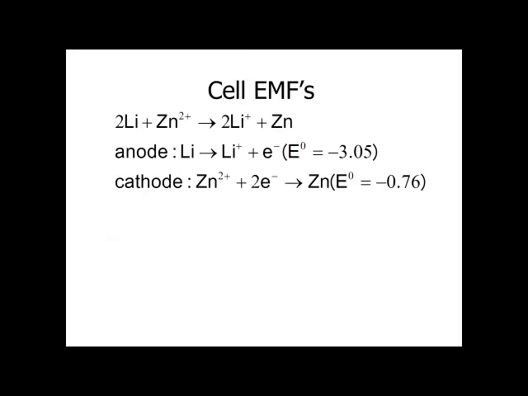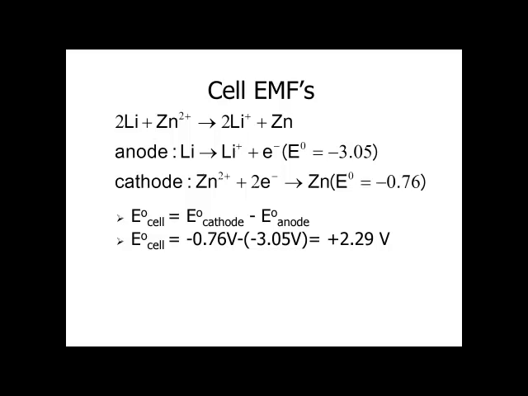Let's look at the cell EMFs. Here we have 2 lithium plus zinc 2+ yielding 2 Li+ plus zinc. At the anode we have the oxidation. Lithium goes to lithium+ plus an electron. E0 is a negative 3.05. At the cathode, zinc 2+ plus 2 electrons yields zinc. E0 is a negative 0.76. Remember, E0 of the cell equals E0 of the cathode minus E0 of the anode. If we substitute in negative 0.76 minus a negative 3.05, we get a positive 2.29.